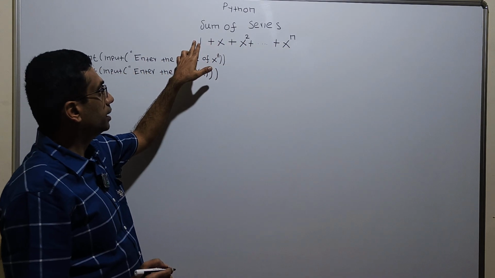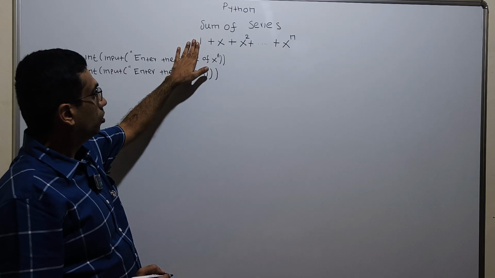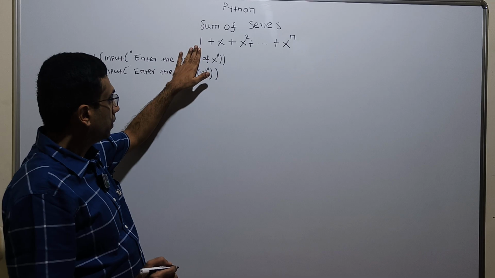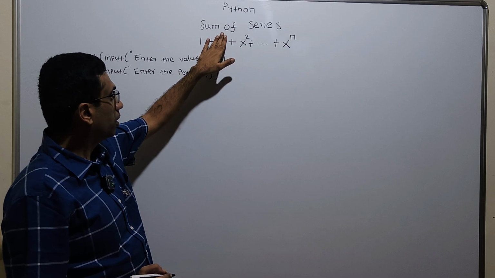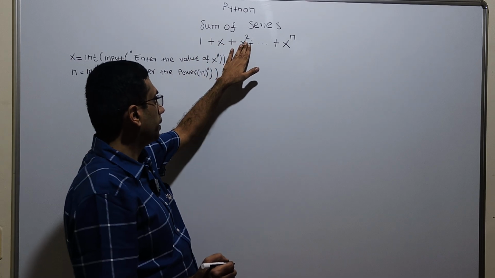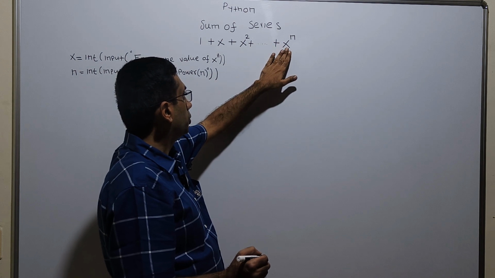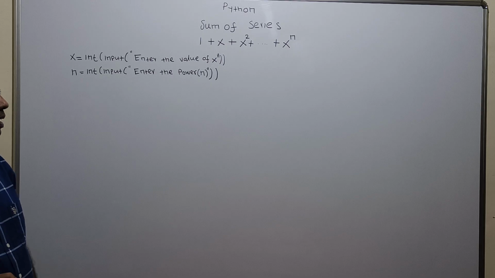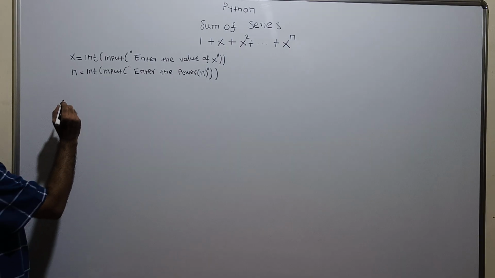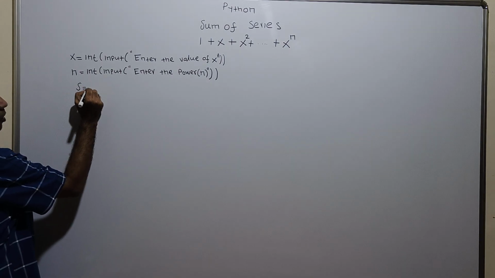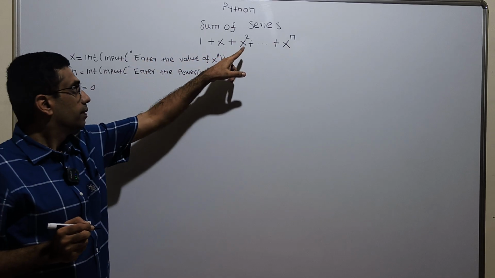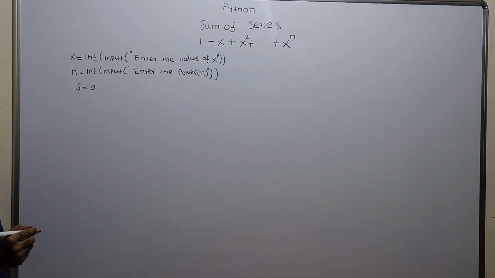Now I am going to write the logic to calculate the sum from 1 to x power n, that is the sum of x power 0, that is 1, plus x power 1 which is x, plus x square up to x power n. So the series should get added and stored in a variable, and the result will be displayed. Now I am initializing a variable s equal to 0. In this variable I am going to store the value of the sum of the series.